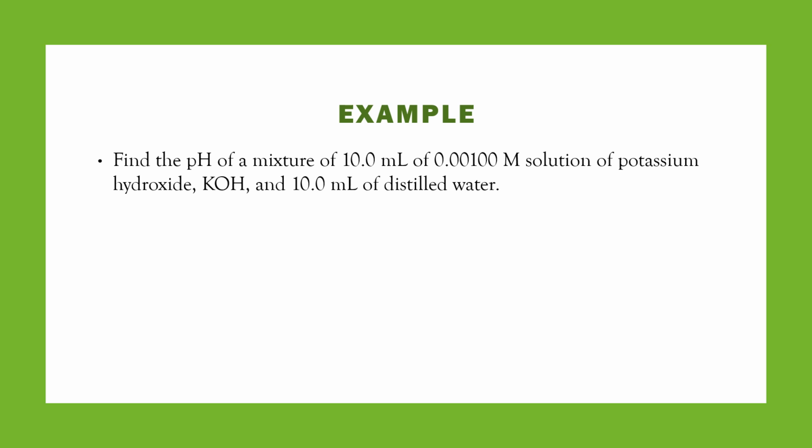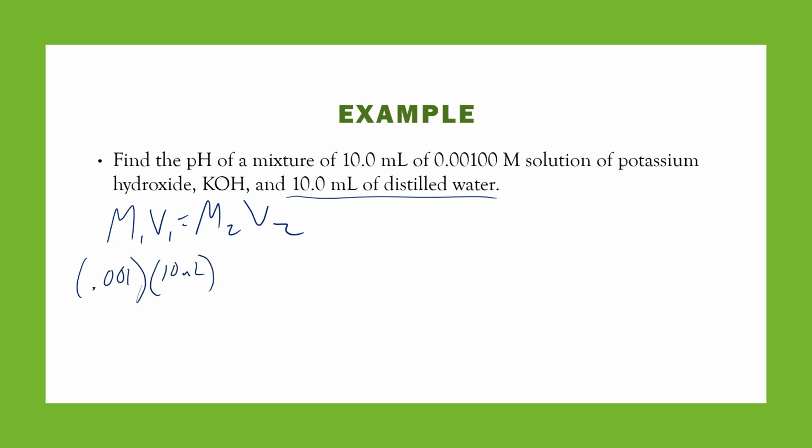Okay, so here's another example. Find the pH of a mixture of 10 milliliters of 0.001 molar solution of potassium hydroxide and 10 milliliters of distilled water. So since we're adding distilled water, that's a dilution. So you can use M1V1 equals M2V2, the dilution equation. My original molarity is 0.001, and I have 10 milliliters of it. What is my new molarity when my new volume is now 20 milliliters? Be careful, that's total volume when you're using the dilution equation.